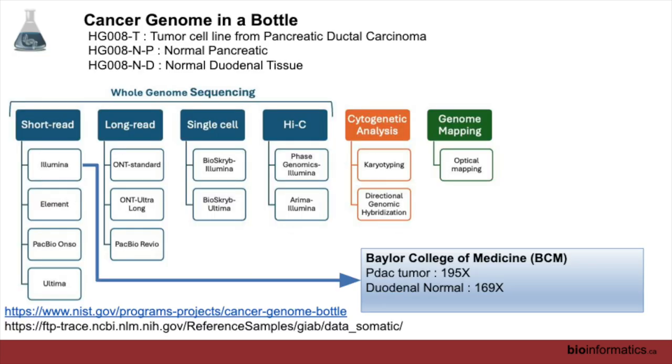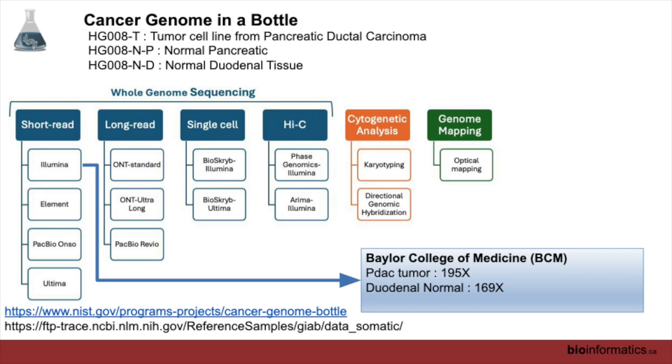For data, we're going to work with this nice data set coming out of NIST in the US, called Cancer Genome in a Bottle. They basically sequenced in a whole bunch of different ways. If you take a look at this chart down here, you can see the short read sequencing, long read sequencing. They've done single cell, Hi-C, and some other technologies here as well, on a lot of different platforms. You see Illumina in here a few times, PacBio, a newer Ultima, Nanopore as well.